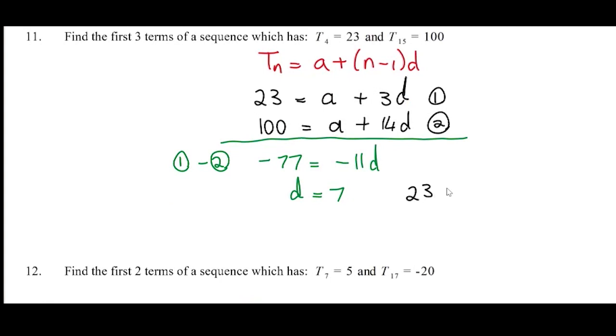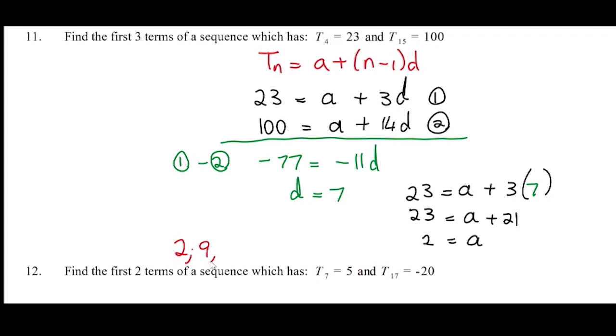So 23 is A plus 3 lots of D. And remember, D I've just worked out to be 7. So in fact, 23, sorry, this should be an equal sign. 23 equals A plus 21. Subtract 21 from both sides and I get A equals 2. I'm not finished. I need to write down the first three terms, and they will be 2, add 7 is 9, add 7 is 16. Okay, let's try another one.